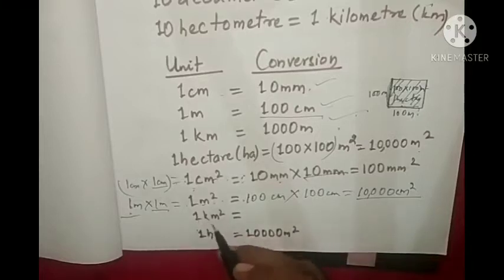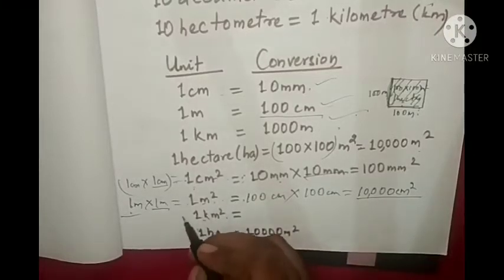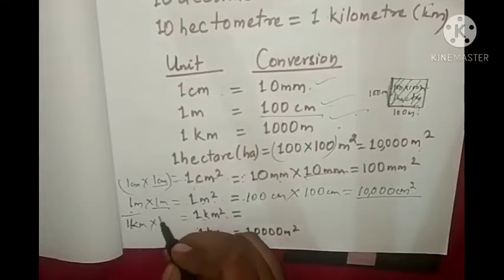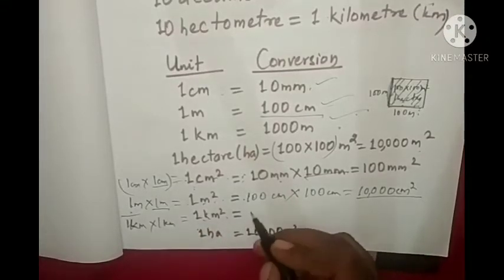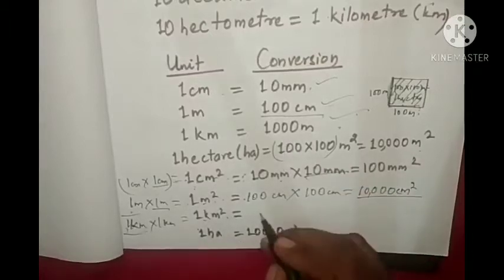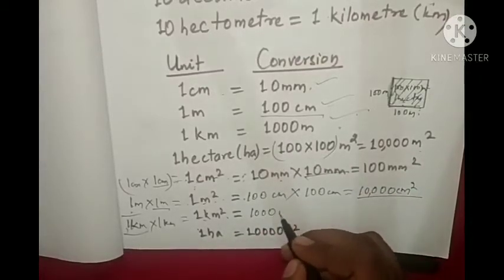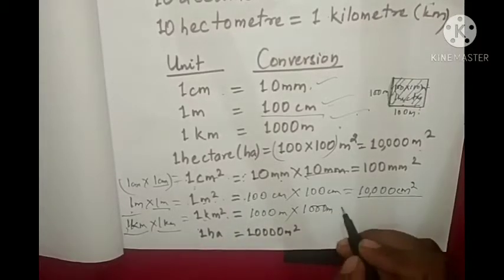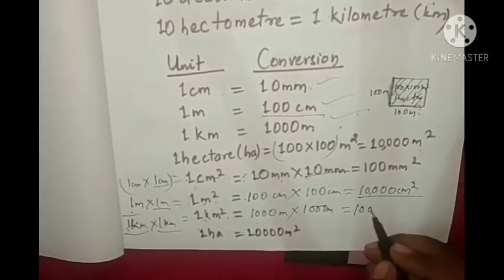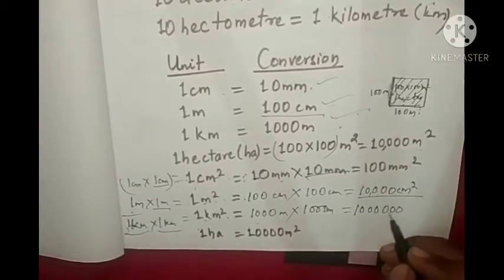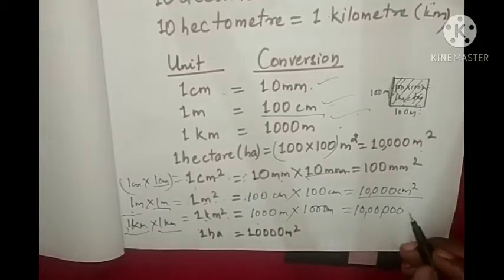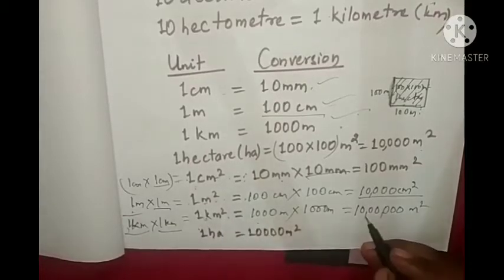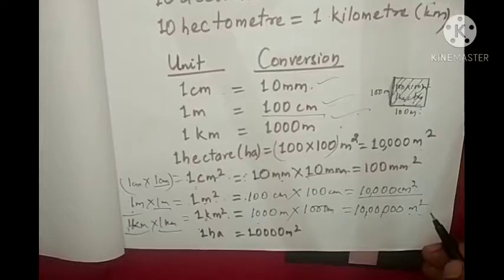Next you see 1 square kilometer. 1 square kilometer means 1 kilometer into 1 kilometer. 1 kilometer equal to how much? 1000 meter, into another 1 kilometer equal to 1000 meter. So what are you getting? 1, 2, 3, 4, 5, 6 zeros. It is 10 lakh square meter. So 1 square kilometer equal to 10 lakh square meter.